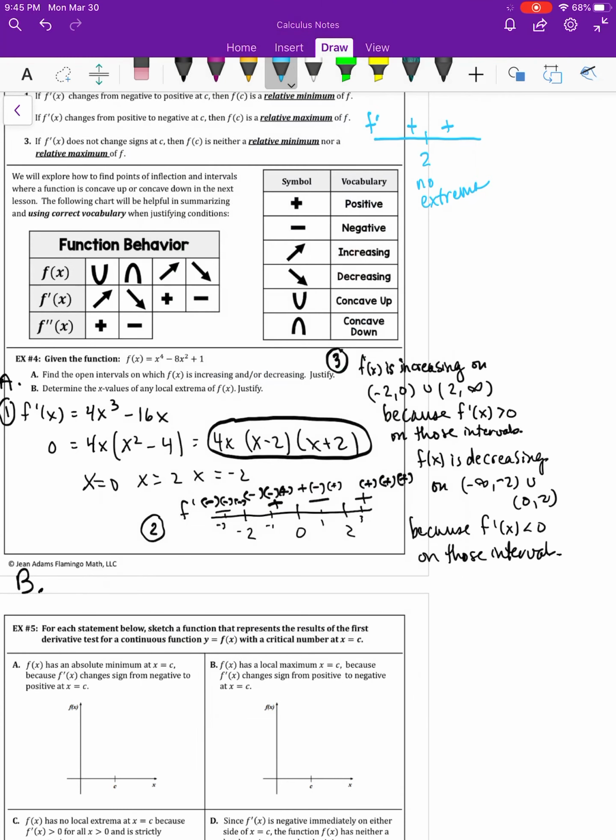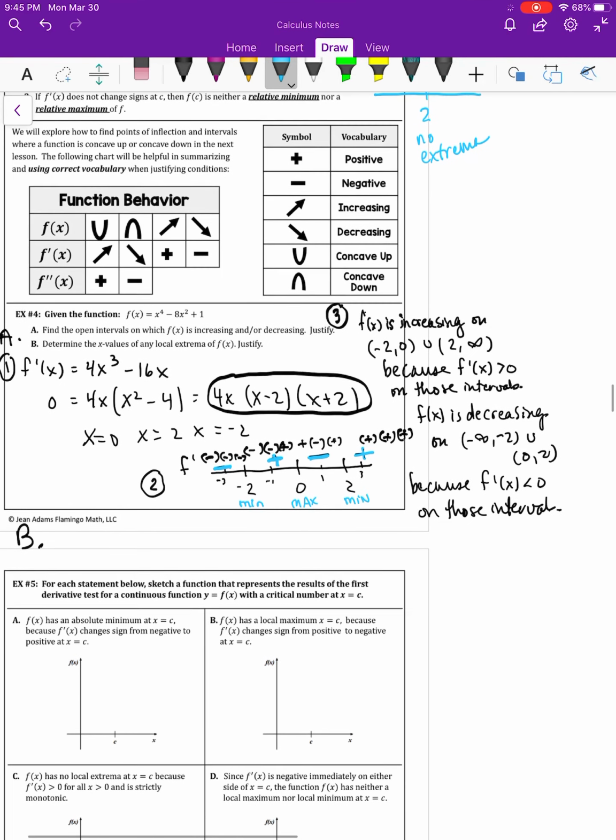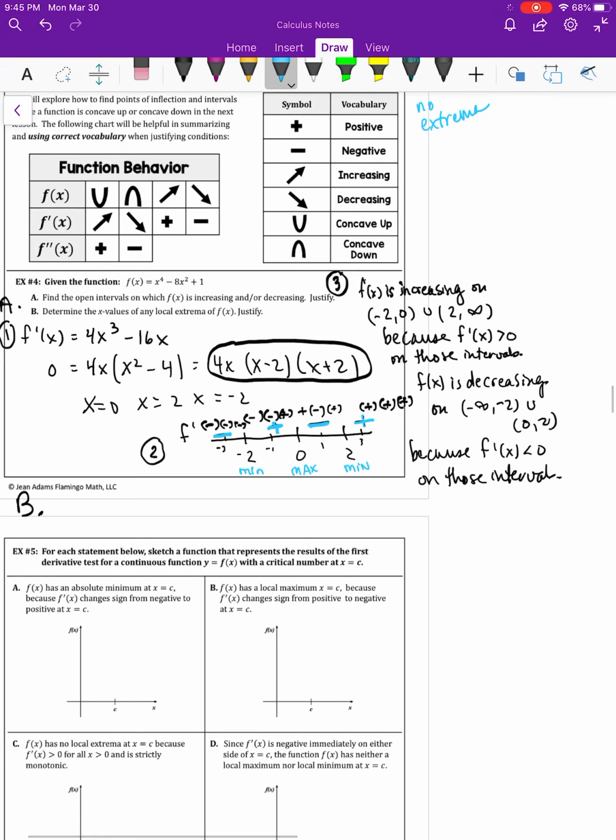And part B, determine the x values of any local extrema of f of x and justify. So if you remember, if a derivative goes from negative to positive at a critical point, you have a minimum. If it goes from positive to negative, then at that critical point, you have a maximum. That's using the first derivative test, and now we're just going to explain it.